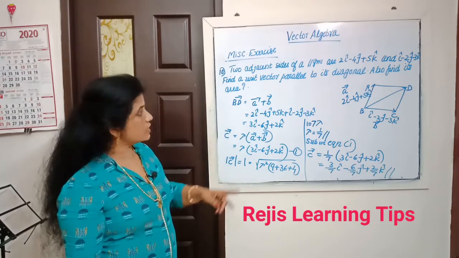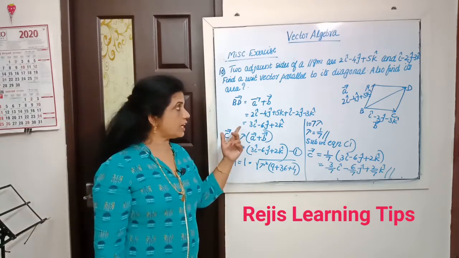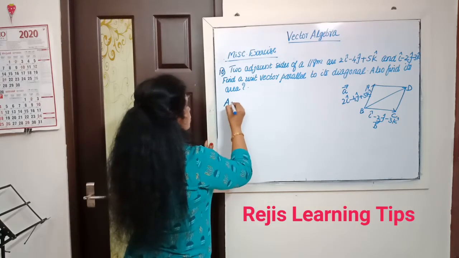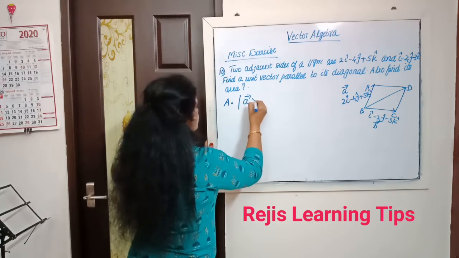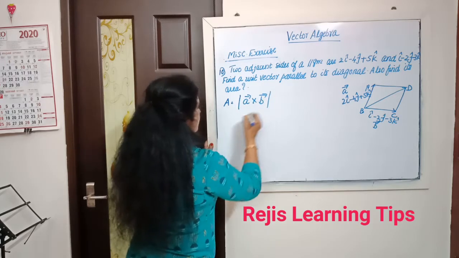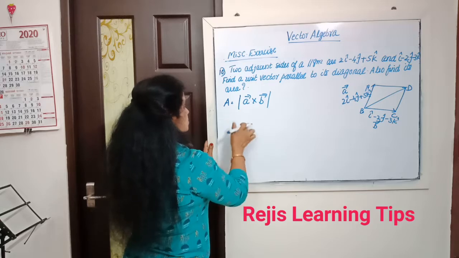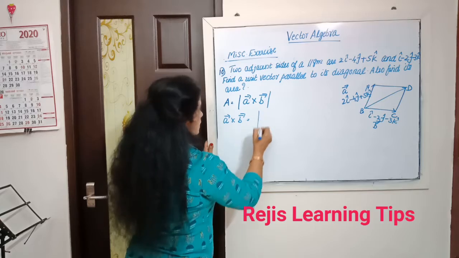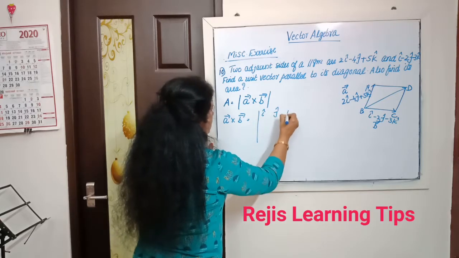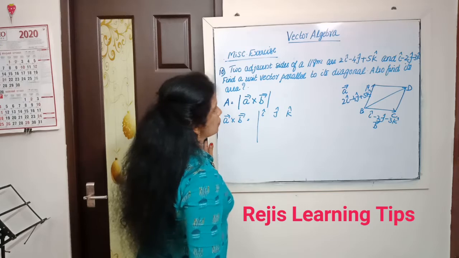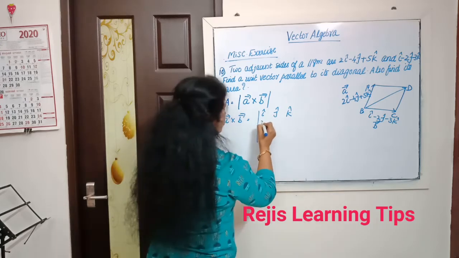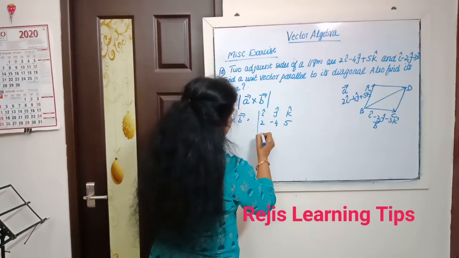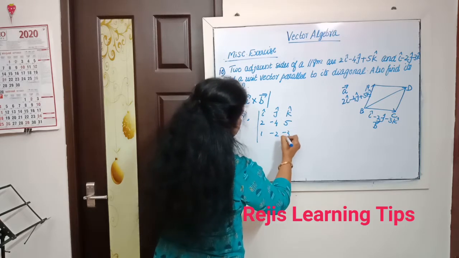Then one more question is there: also find its area. How can we find the area of a parallelogram? Area is equal to magnitude of A cross B. First we should find A cross B. How can we find A cross B? Correct, i, j, k. Then we write the coefficients of vector A, that is 2, minus 4, 5. Then vector B, that is 1, minus 2, minus 3.